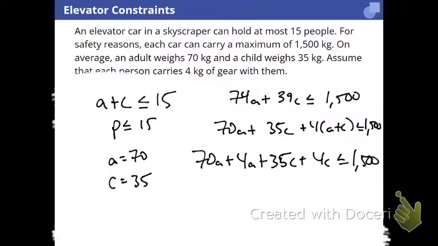I did adults plus children equals P, which is the total amount of people. And then adults plus children equal people, okay. Yeah, and then I did 70A plus 35C plus 4P needs to be less than or equal to 1500. Not 15,000, 1500. Okay, yeah, I like that, Josiah.